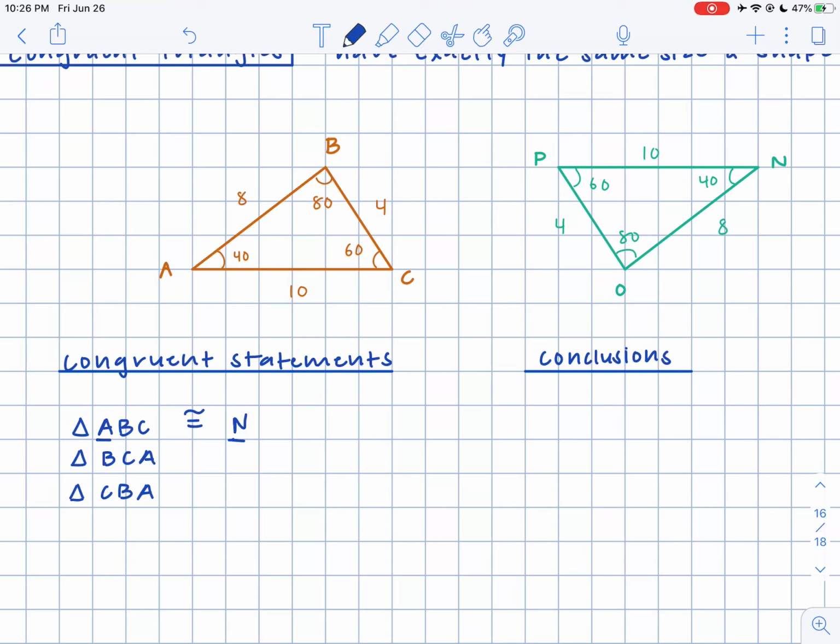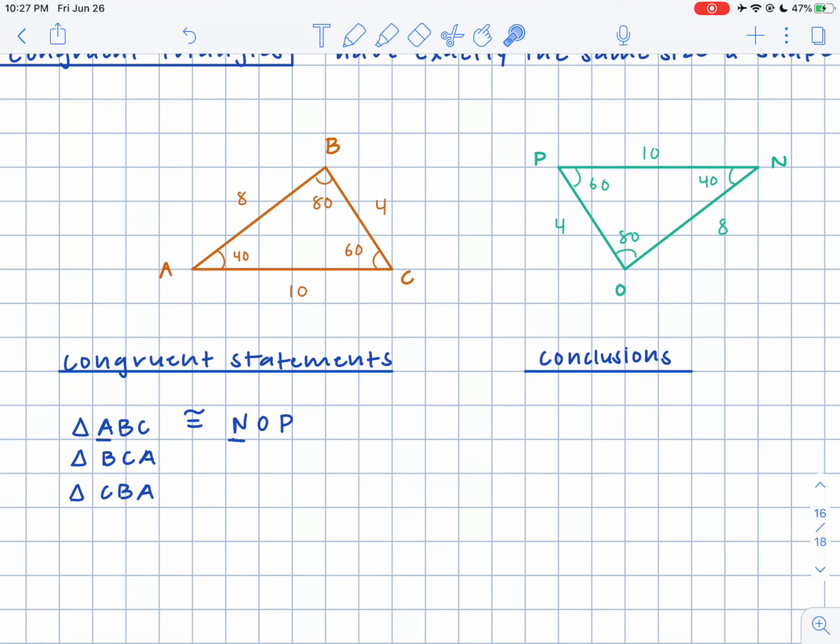Vertex B, it has an angle of 80, so look at the next triangle on the right and find the corresponding vertex. We see that it's vertex O because it also has an angle of 80. So O. And lastly, vertex C has an angle of 60, and if you look at the right triangle, vertex P has an angle of 60. Okay? So remember, it doesn't matter how we label our triangles, but when we write congruent statements, it matters that our vertices are corresponding to each other in our congruent statement.